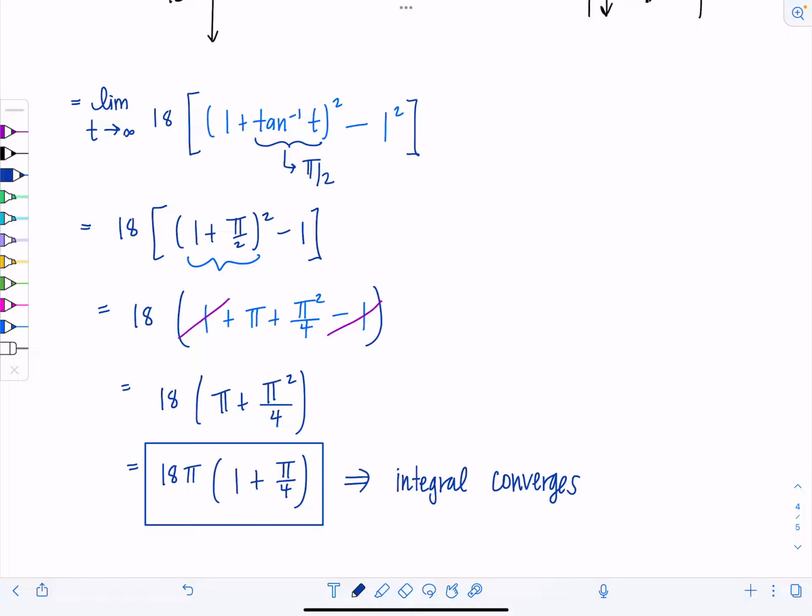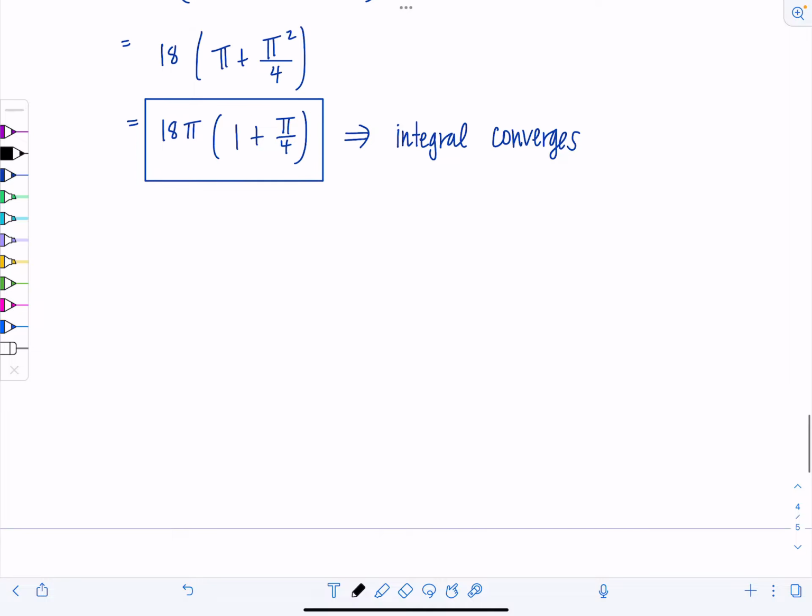Okay, very good. Let's look at something a little more tricky, perhaps. Third example here. We've got the integral from negative infinity to infinity of 22x times e to the negative x dx.